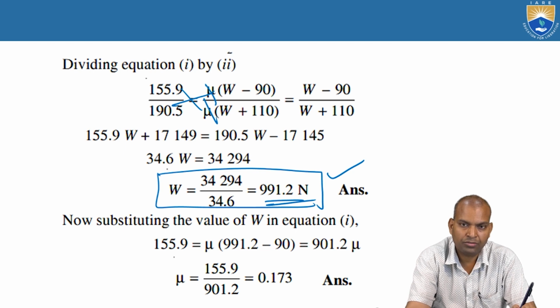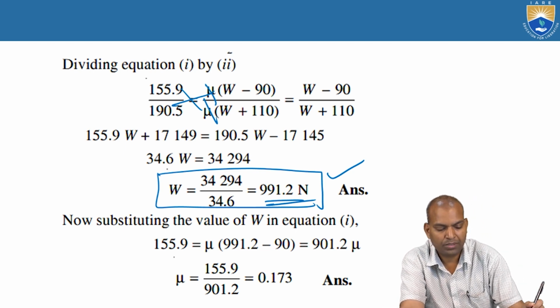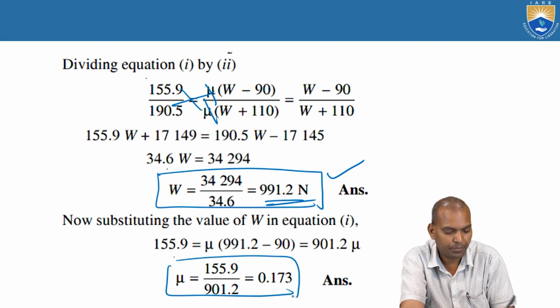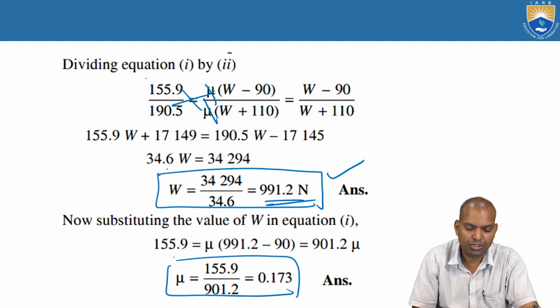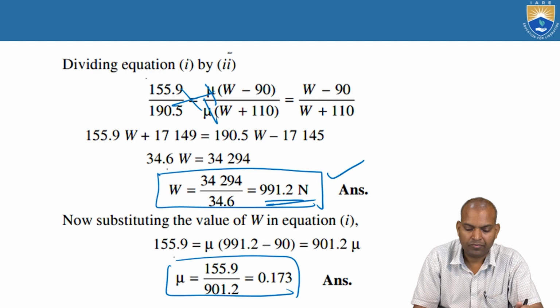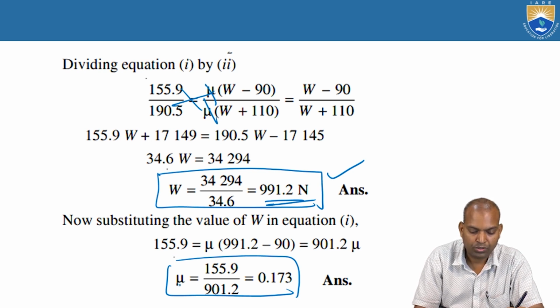Substitute this W value in one of the equations, and the mu can be obtained. What is the coefficient of friction? The obtained coefficient of friction is 0.173. So, the weight of the body required is 991.2 newtons, and the coefficient of friction is 0.173.